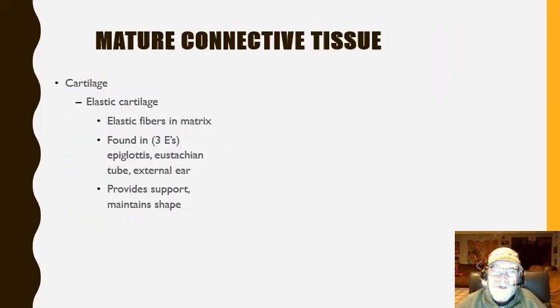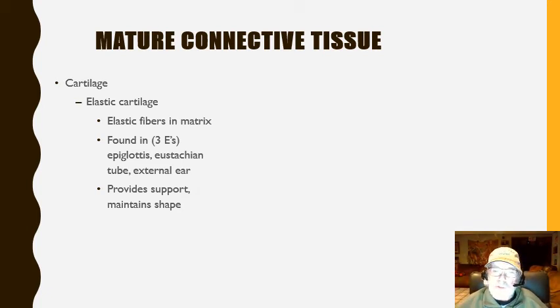The third type of cartilage we have is called elastic cartilage. They say remember elastic cartilage by the 3 E's. The epiglottis, which is a little flap at the back of my tongue. When I swallow food, the epiglottis flaps over the top of the trachea so I don't get food down the trachea.